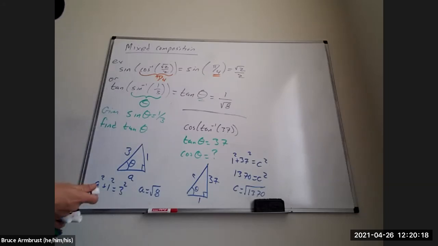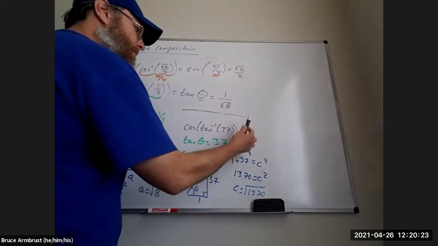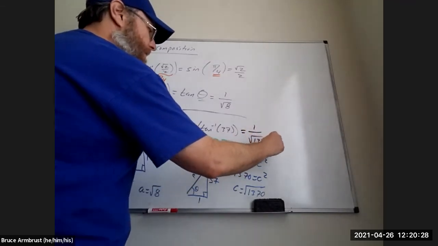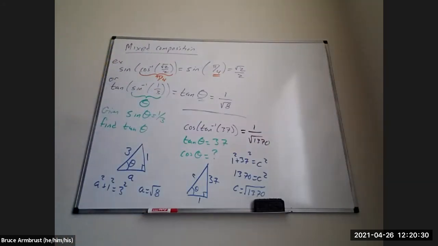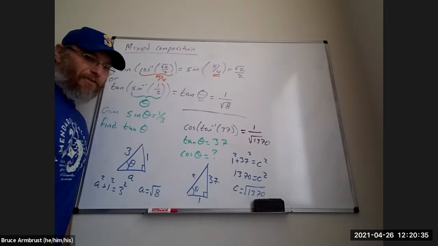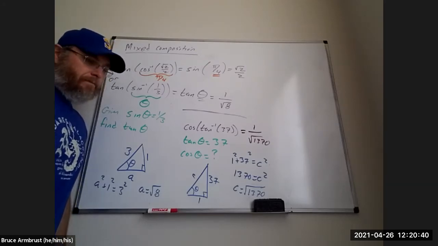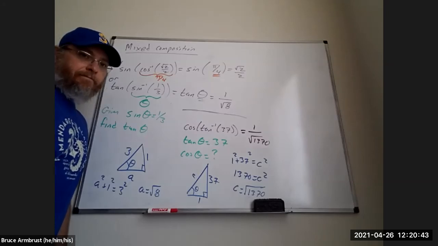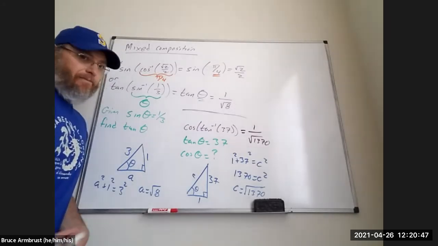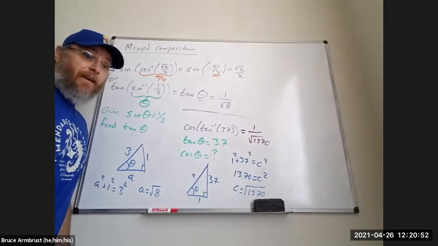So then what's the cosine of this angle? Well, cosine is adjacent over hypotenuse. So this is going to be 1 over the square root of 1370. Rationalize it if you feel like. All right. So that's the deal with mixed composition. It's exactly what we'd been doing when it was given one trig function.